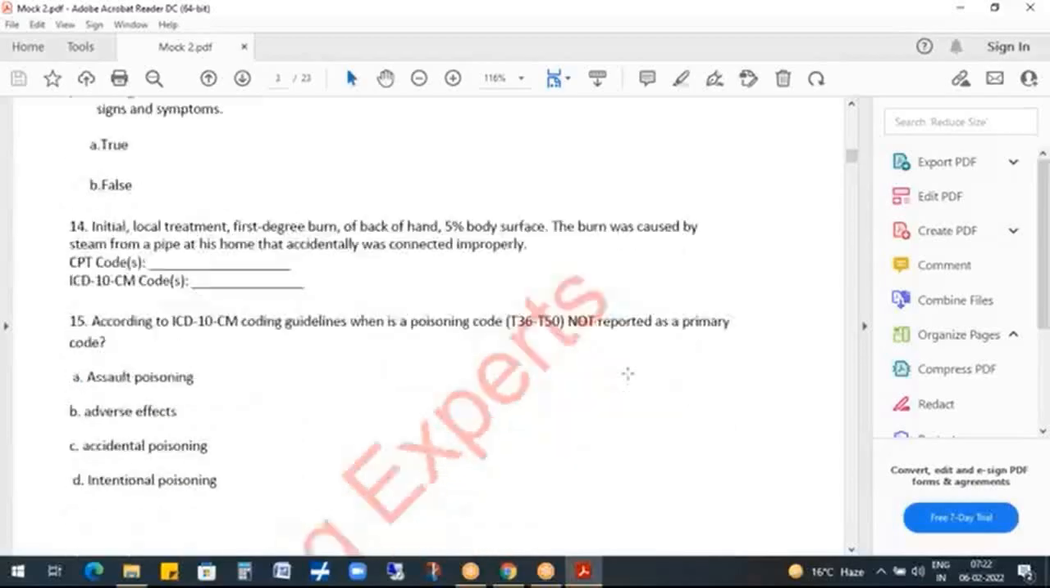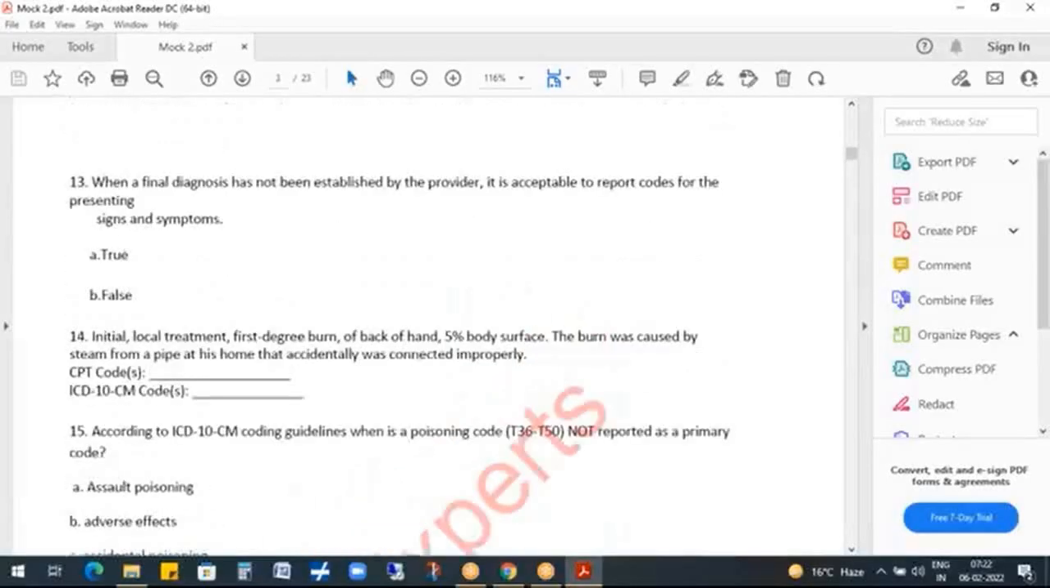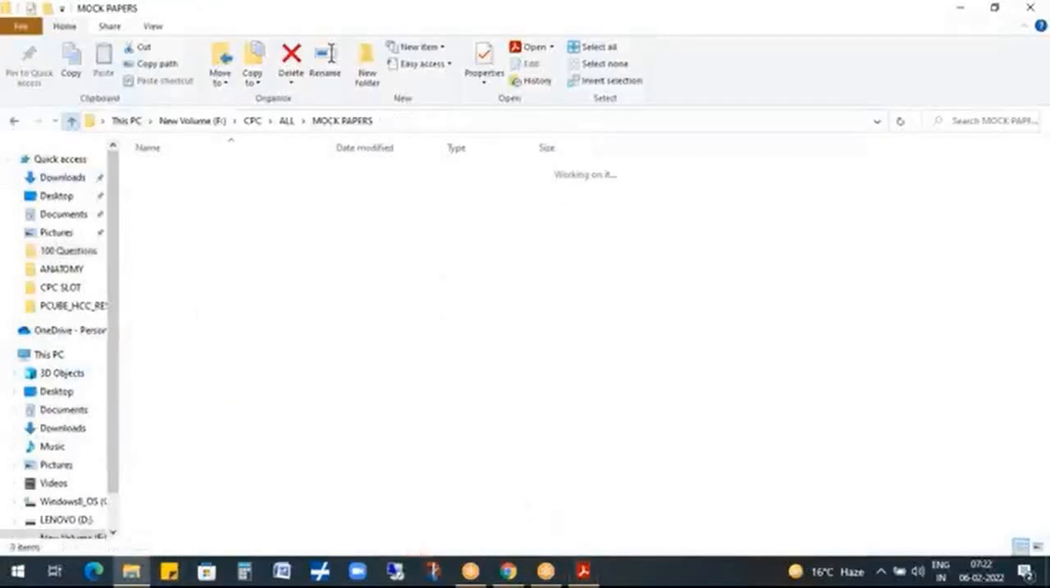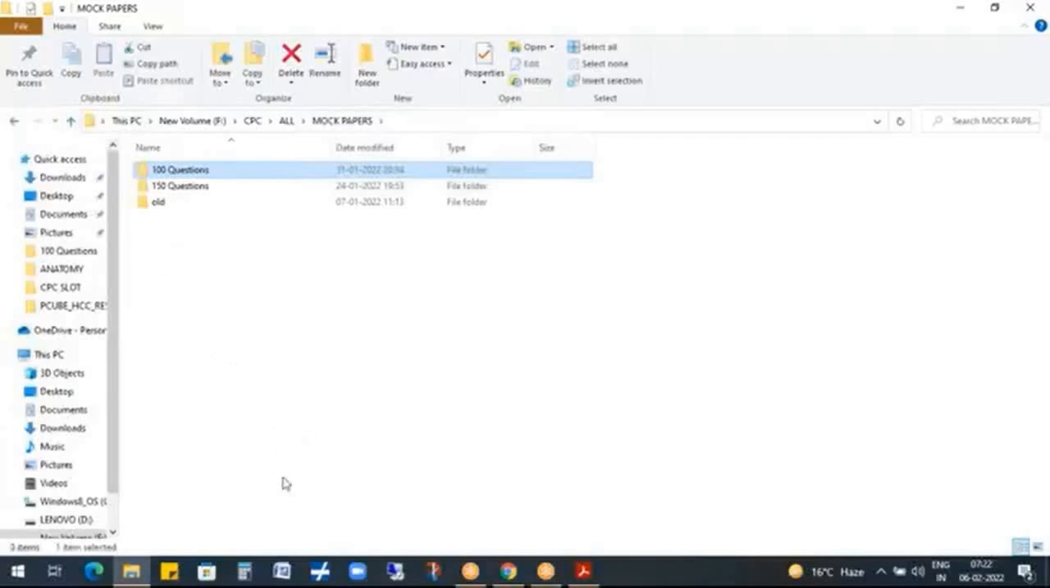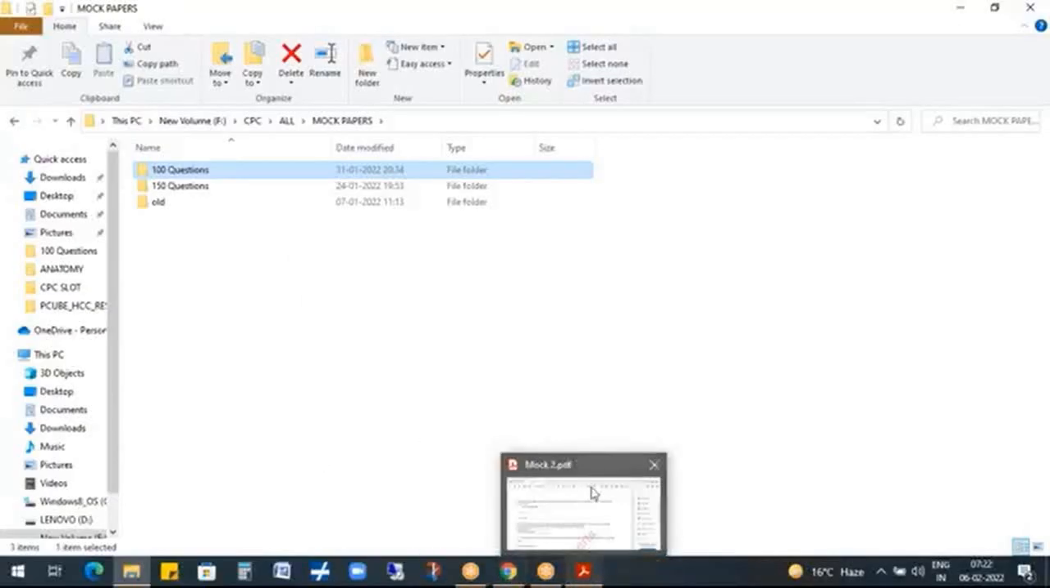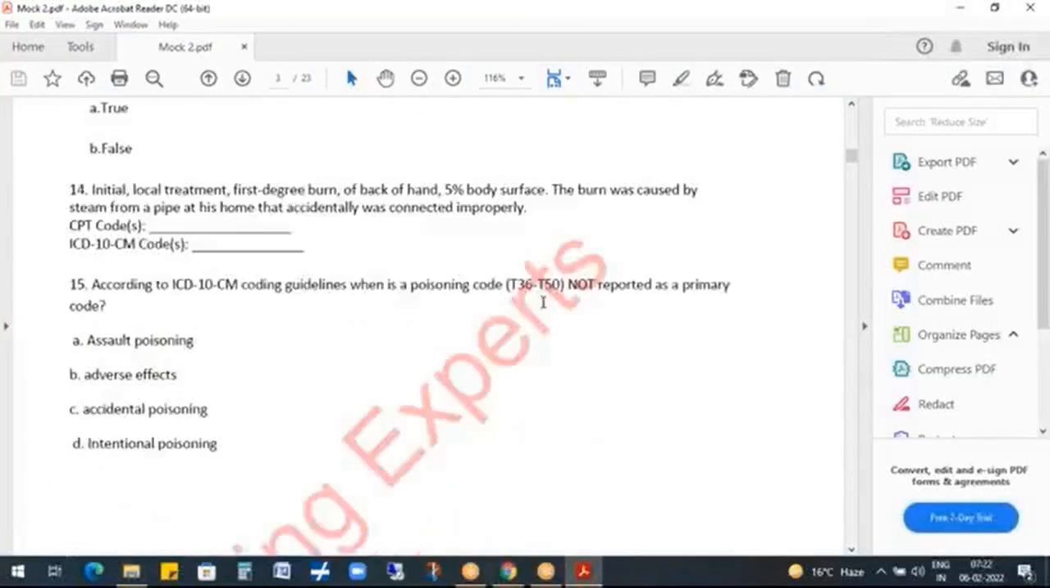Sir, for this 14th question, how should we check in the CPT code? Go directly to burns in the index list at the end of the CPT book. It will lead to the integumentary system. Or in the integumentary system there is a burn related section. From that also you can search. Okay. 15th question, B is the answer.